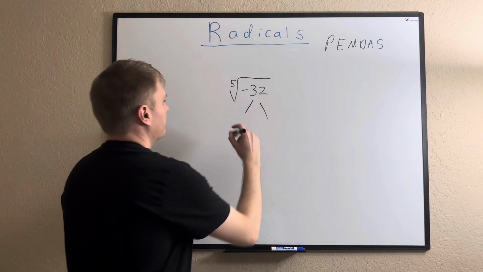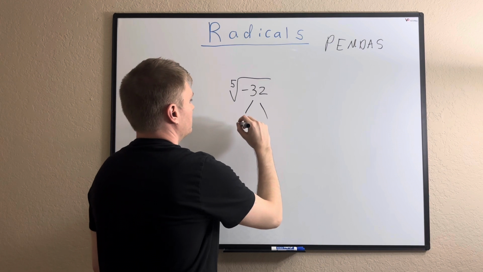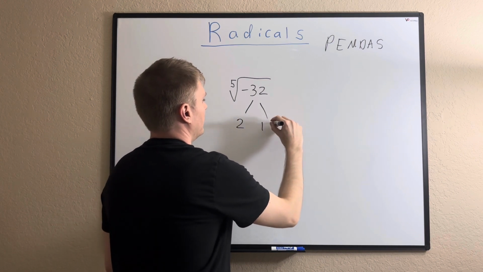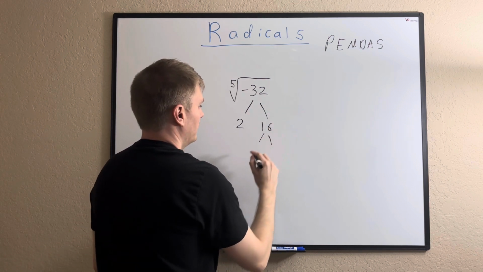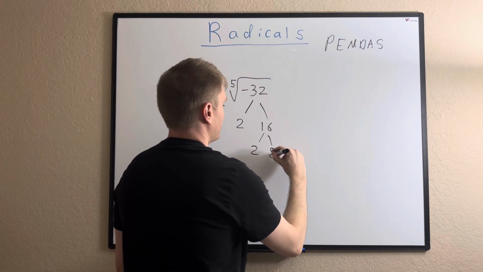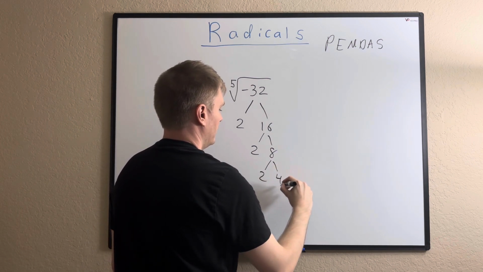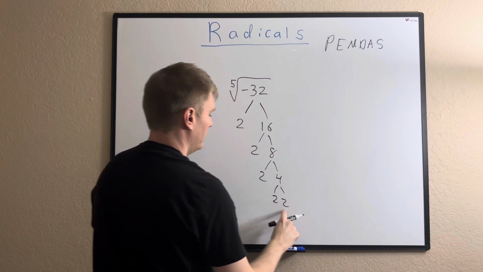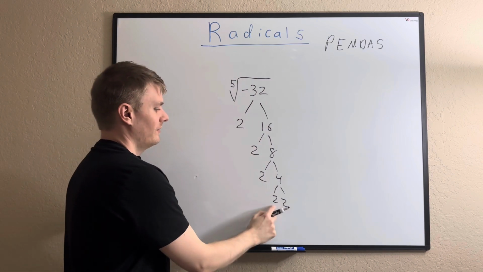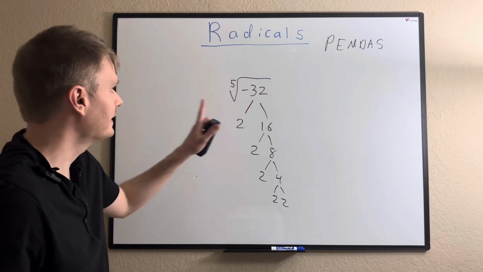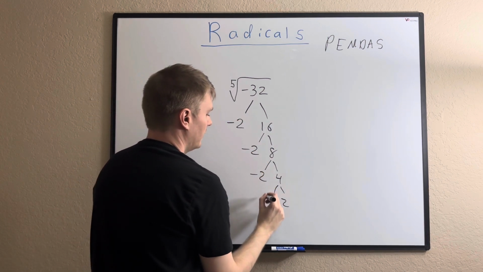Let's factor to find out. 32, it's an even number. So we can divide it by 2, right? 16, right? Yeah. We can divide that by 2 as well. Well, we can divide that by 2 as well. And we can divide that by 2 as well. Whoa, 1, 2, 3, 4, 5. 5 2s. That means 2 multiplies by itself 5 times to get 32. But it's negative. And because of that, all of these are going to be negative.